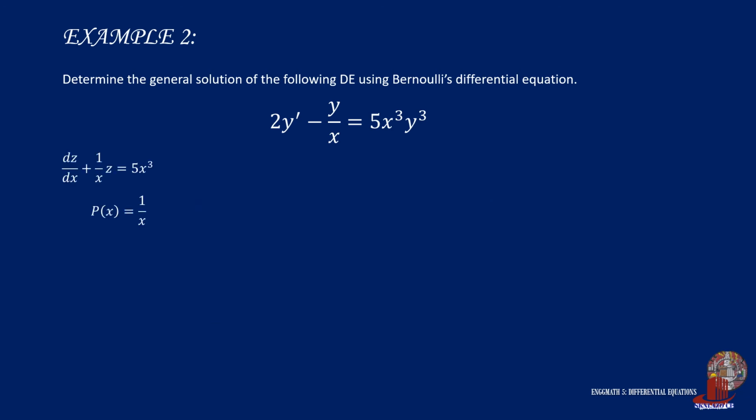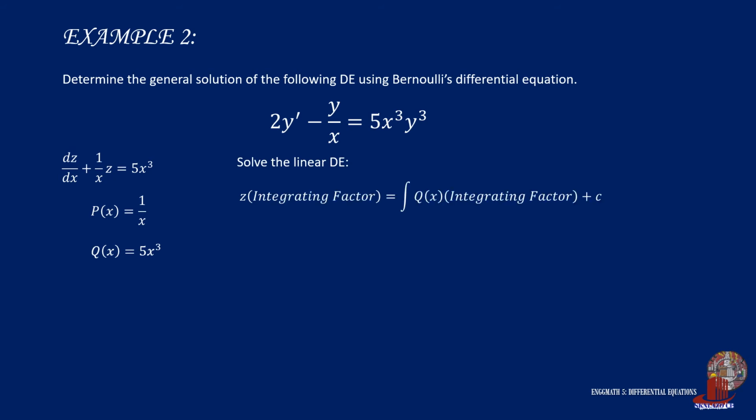With p of x and q of x already known, we can solve the linear differential equation with the formula of z times the integrating factor, which is equal to the integral of q of x multiplied by the integrating factor plus c. Integrating factor is taken as e raised to the integral of p of x times dx, where p of x is 1 all over x. Thus, its integral is ln of x. And again, e raised to ln will cancel out, leaving the integrating factor equated to x.